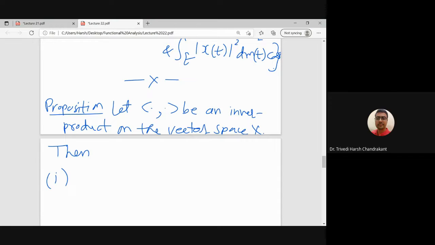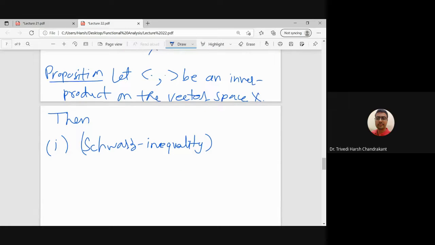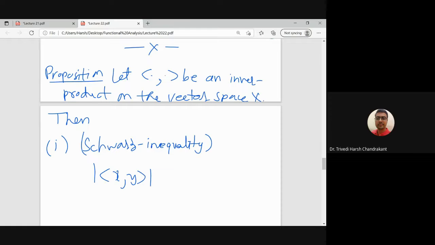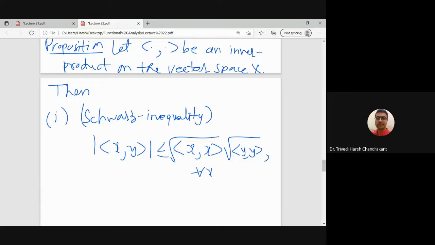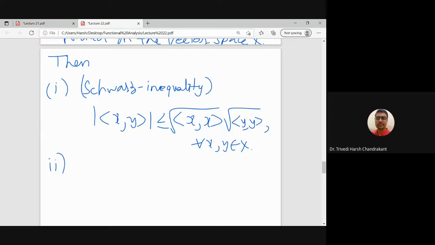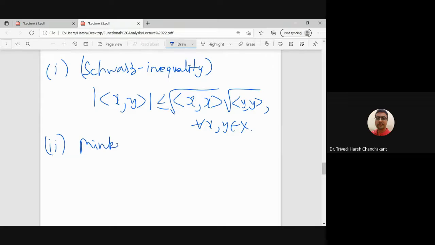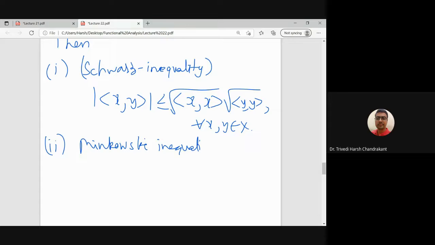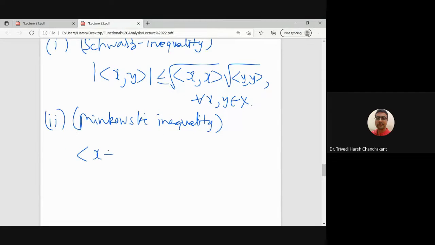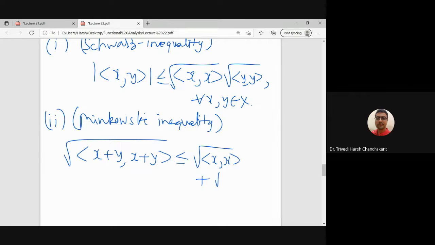So the Cauchy-Schwarz inequality is: the modulus of the inner product of x and y, because the inner product of x and y is a complex number, is less than or equal to the square root of inner product xx times the square root of inner product yy. This is true for all x and y in X. So this is the Cauchy inequality. The second inequality is Minkowski's inequality. We know all these inequalities in terms of norm. So this is basically the norm of x plus y, which is less than or equal to the square root of inner product xx plus the square root of inner product yy.